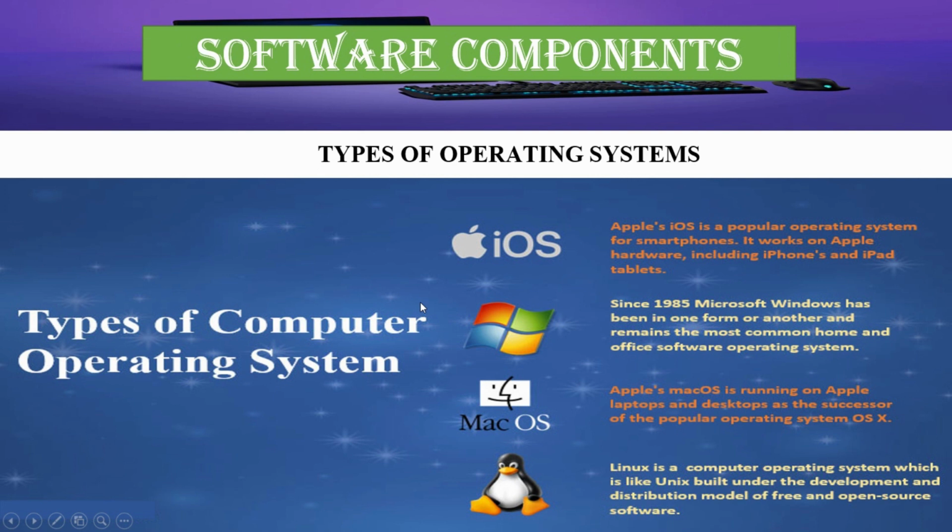Then we have types of operating system. We have Apple iOS, which is used for iPhones. We have Microsoft Windows, which is used for PC. We have Mac OS, which is used for Apple Macintosh, and then we have Linux, which is also used on any type of computer.